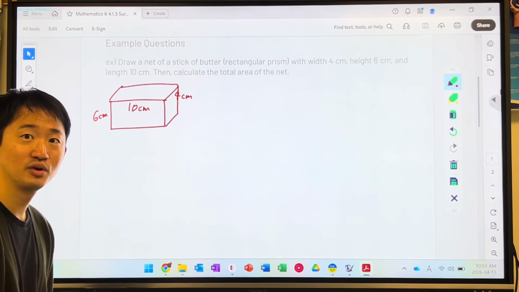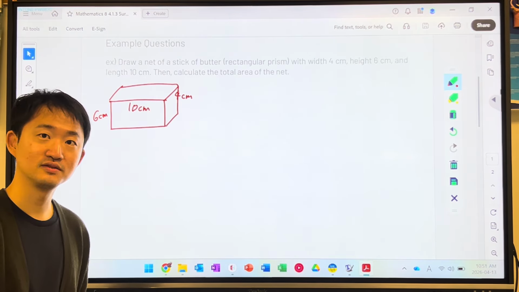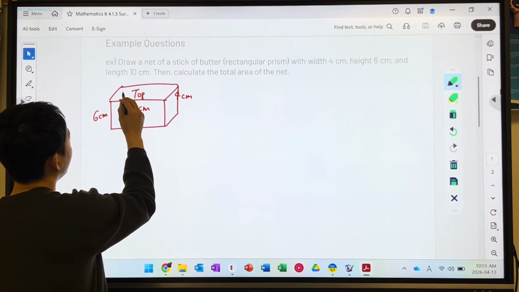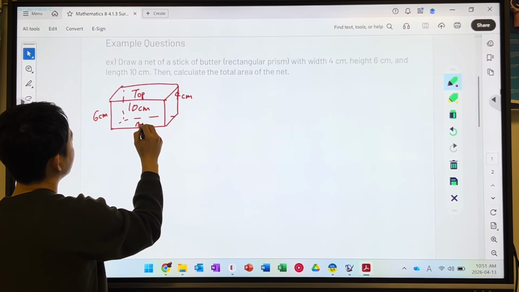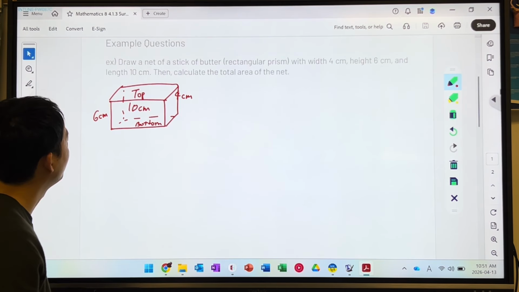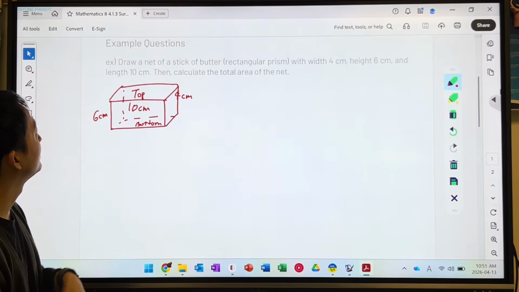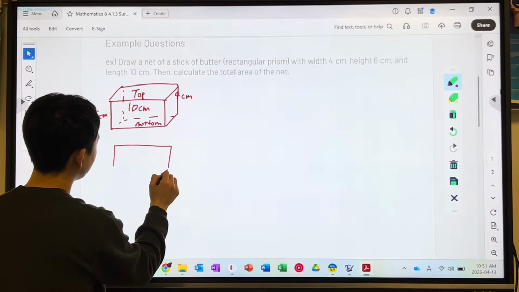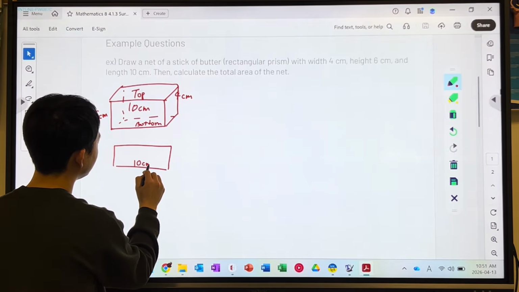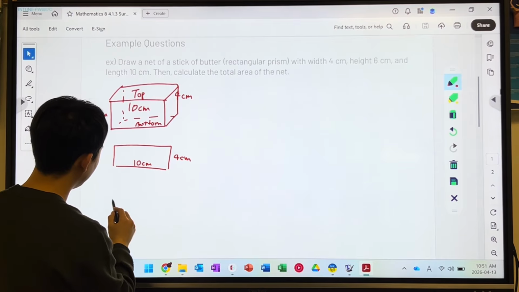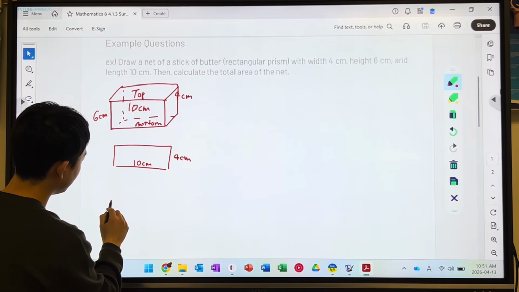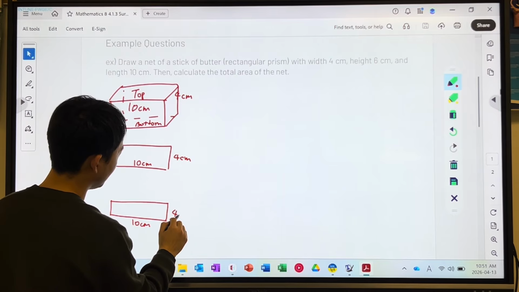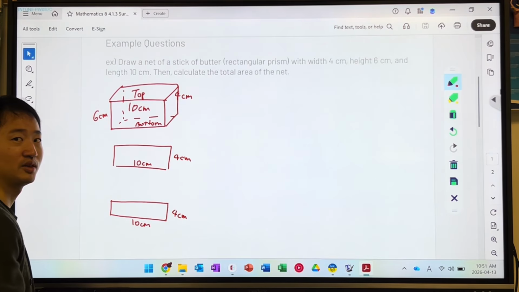Just like in the previous video, we're going to start by identifying the top and the bottom face. That's the top here, and the bottom face is below. And we know that the top and bottom have the length and width of 10 by 4. So let's draw it like that. That's 10 centimeters here, and this 4 centimeters here. And let's draw another one like this, with some space between. So that's the top and the bottom.